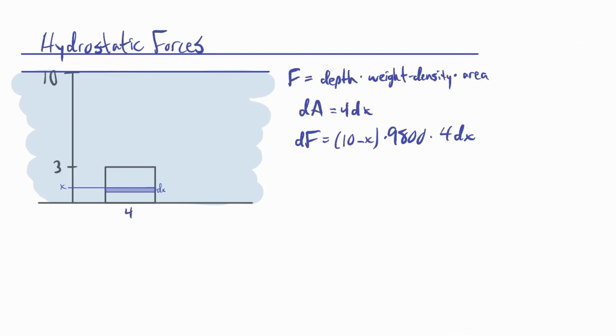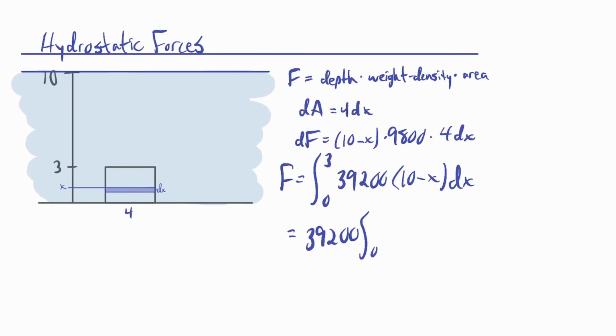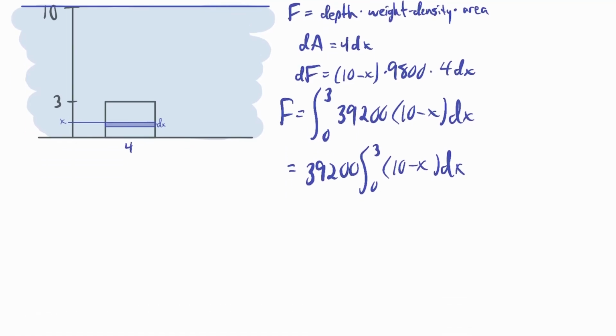So the total force applied to that plate is going to be the integral from 0 to 3, because that's the total height of the plate, of 9800 times 4, what is that going to be? I'll take a shortcut here. I have a calculator handy. So that's 39.2, rather 39,200, times 10 minus x dx. So I could write this as 39.2 times the integral from 0 to 3 of 10 minus x dx, which then turns into a pretty easy integral.